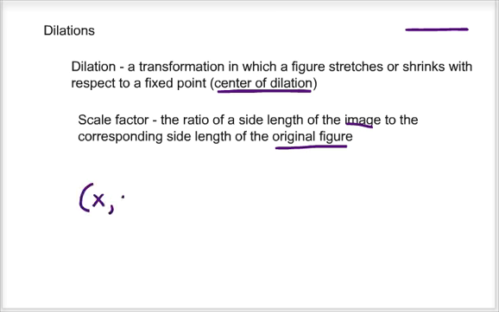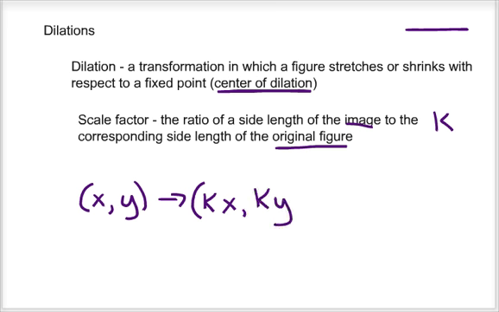We can write this out using our coordinate notation. We start with a point x comma y on our figure. If we're doing a dilation, the way you would write it out is we're going to take some scale factor k. So we're going to get k times x comma k times y. And that's how you find the new points.